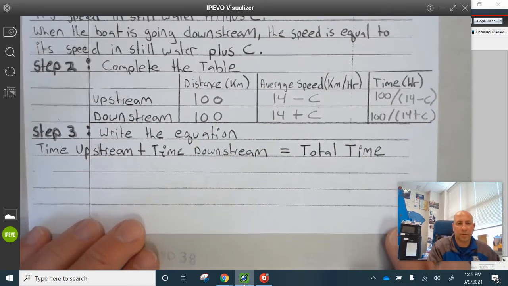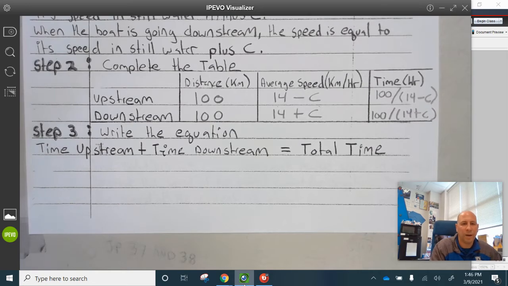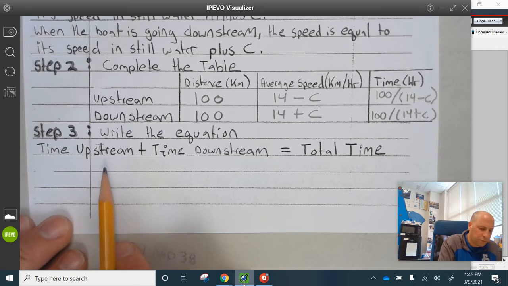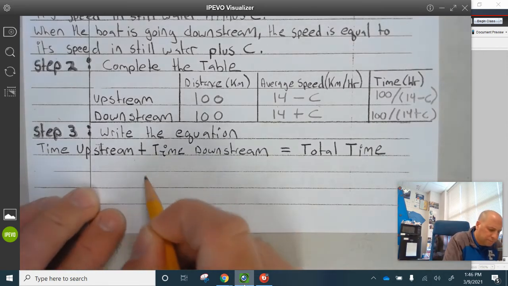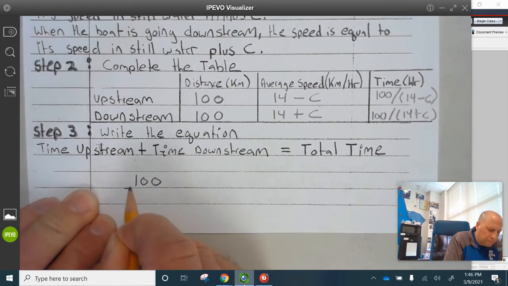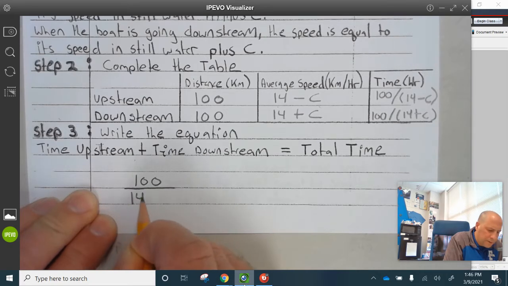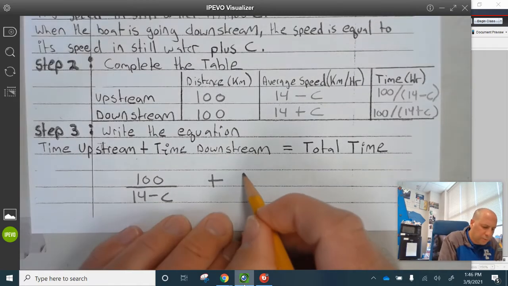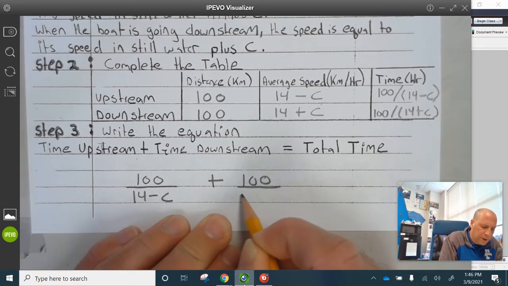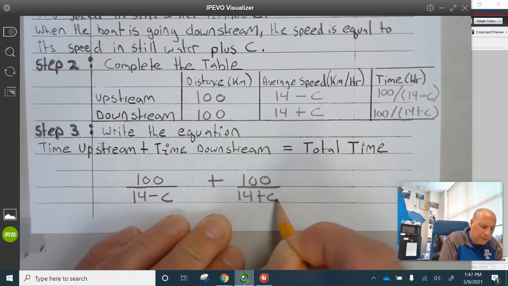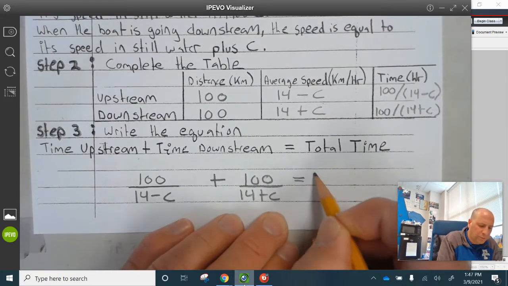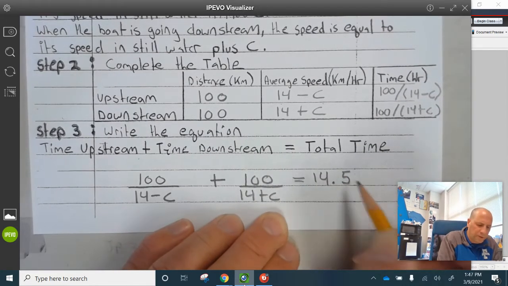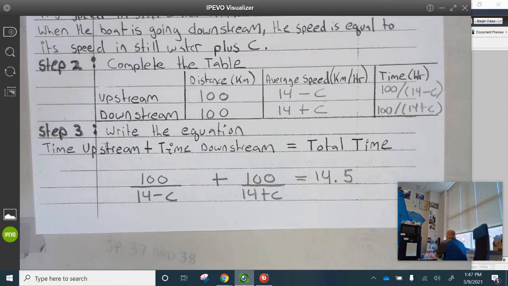Now, write the equation. Time upstream plus time downstream equals total time. So time upstream is 100 divided by 14 minus C, plus time downstream is 100 divided by 14 plus C, and it equals total time of 14.5.